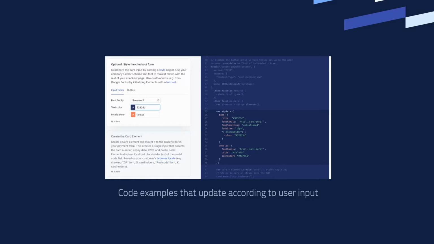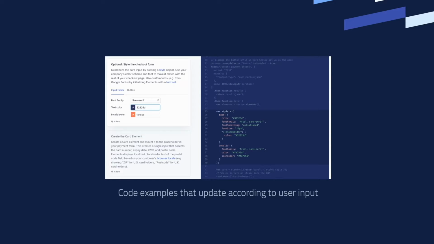So another fun one, we've got some code examples that dynamically change based on user input. In this particular example, we let the user choose the colors and the font family, and then we use those to dynamically generate the styling code that they can then copy and paste into their application.